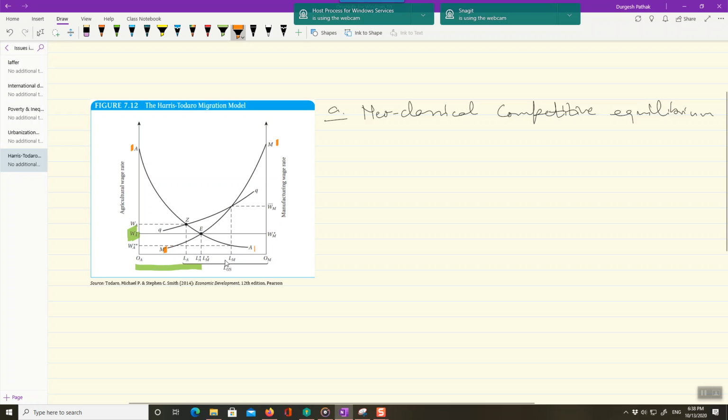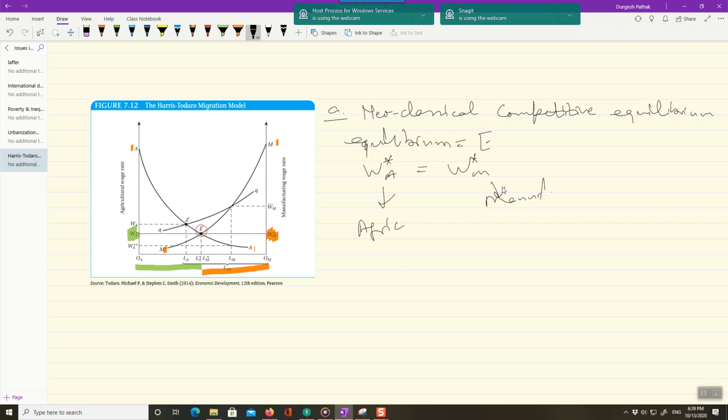while this L star M OM, these many workers will be demanded in the manufacturing sector at the wage rate W star M. Okay, and the equilibrium will happen at the point E, where the wage rates W star A and W star M will be the same. So equilibrium at point E, wage rate W star A will be W star M. W star A is the agricultural wage and this is the manufacturing wage. Okay, so there is no unemployment.